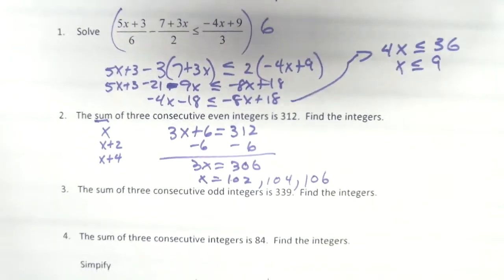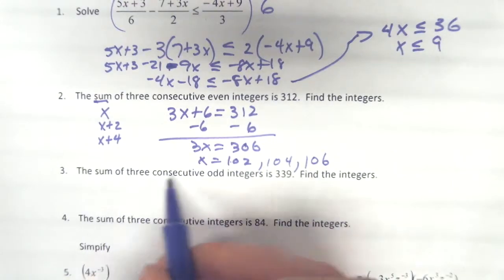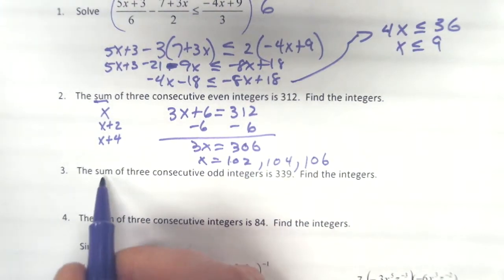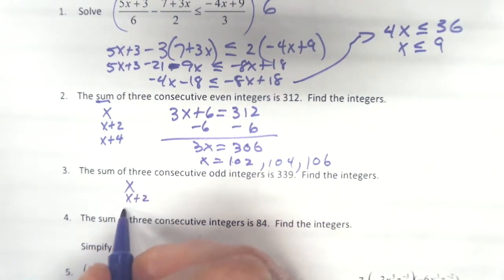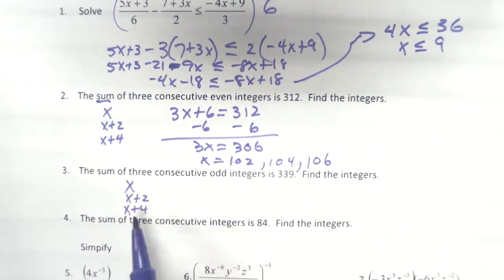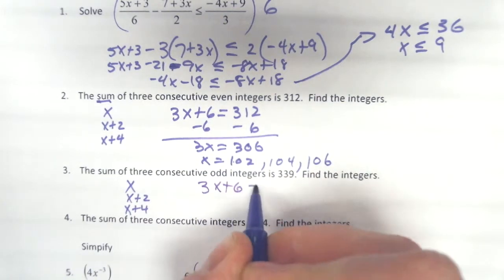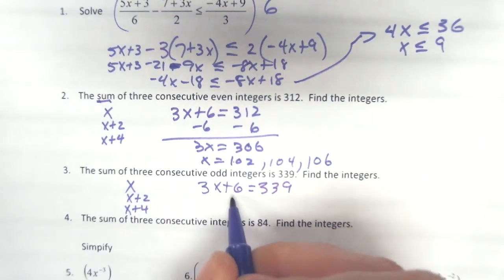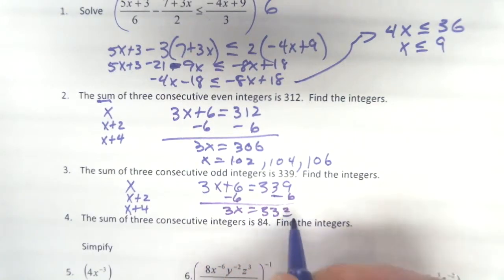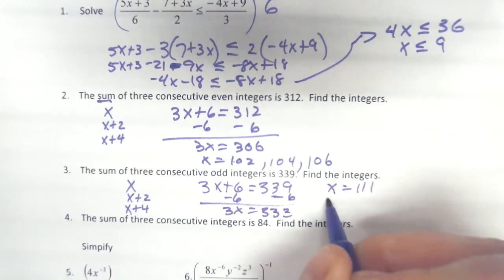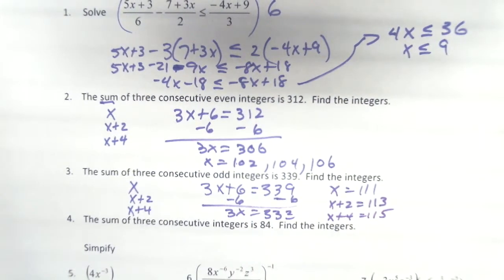For question number 3, I believe this might be a little different on your worksheet than mine, but we're going to do it anyway. It'll be done the same way. Again, if we have an odd integer, the first one is x, the second one would be x plus 2, and the third one would be x plus 4. Similar to the evens, the odds are 2 apart. So our equations look very similar. 3x plus 6 equals 339. Subtracting 6 from both sides gives me 3x equals 333. And so my x would be 111, x plus 2 would be 113, and x plus 4 would be 115.